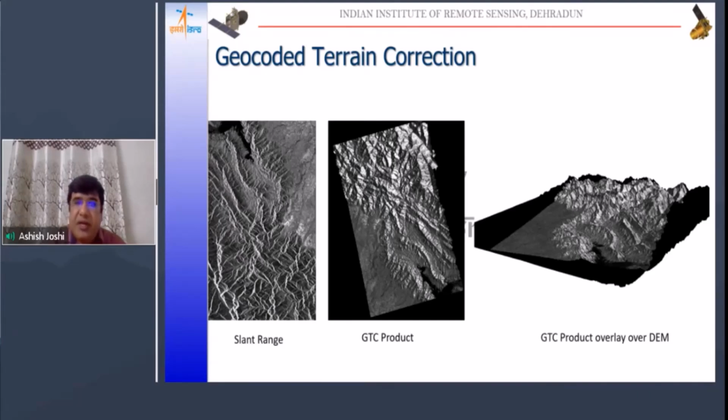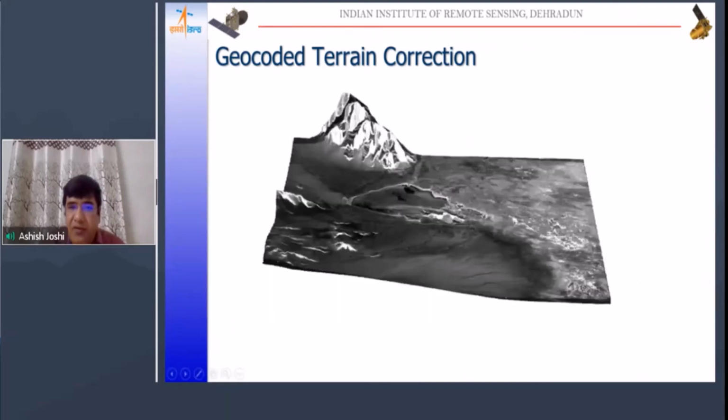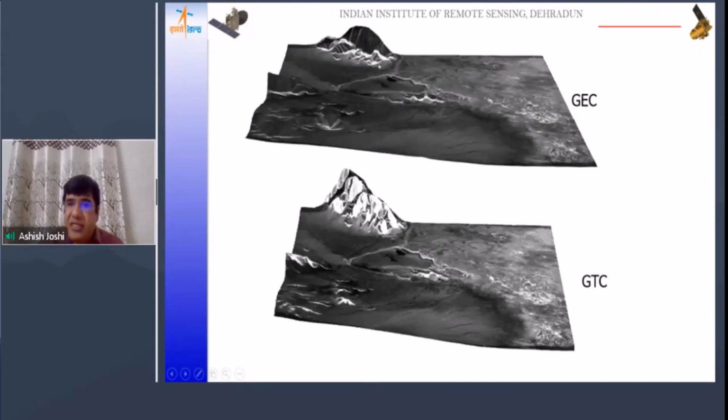So here you can also see this is one of the products, and this is the stretching of the layover values. If you are seeing this type of product, then you can see this type of effect in the GTC product. So you can see how these two images look. This is the GEC product. You can see the layover is here only. It is not corrected, but in the GTC it is corrected.